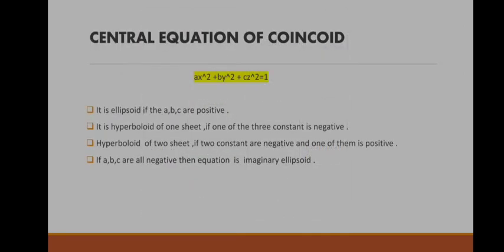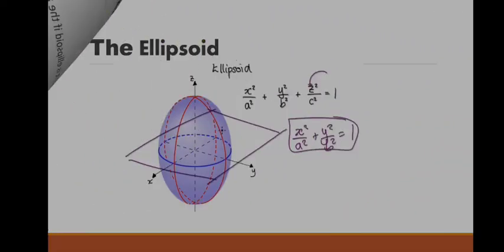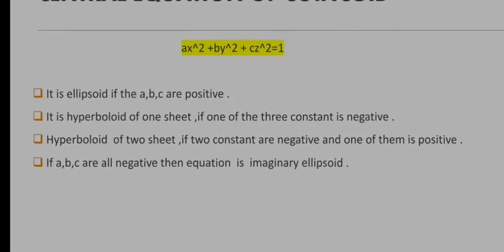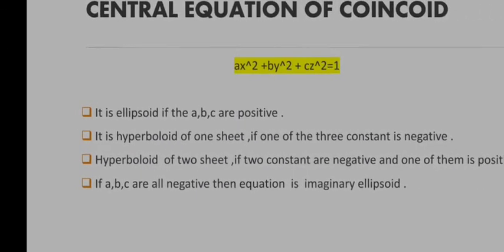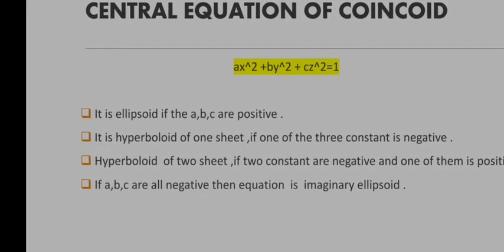Now the central equation of conicoids. The central conicoids are represented by the equation ax² + by² + cz² = 1. This equation is classified according to the signs of the coefficients of x², y² and z². Here a, b, c are the coefficients of x², y² and z².